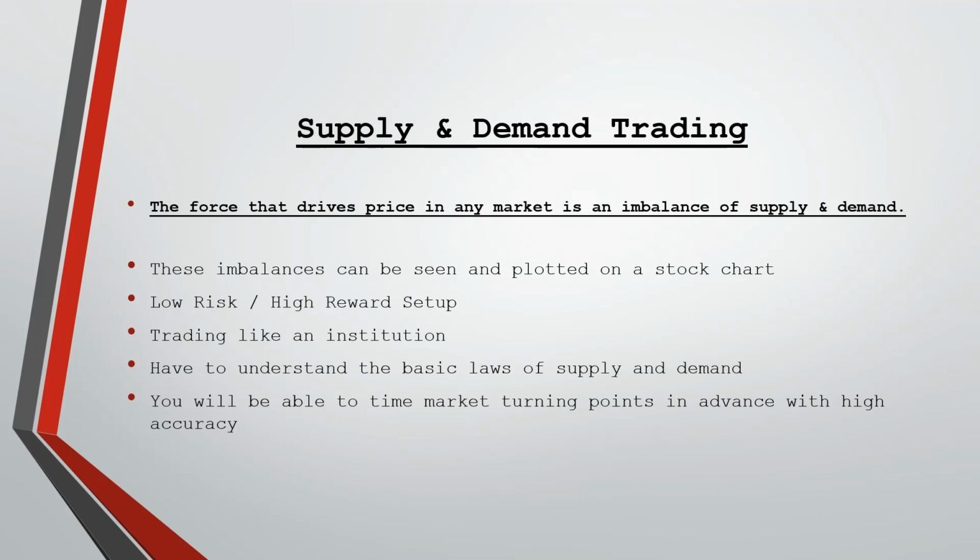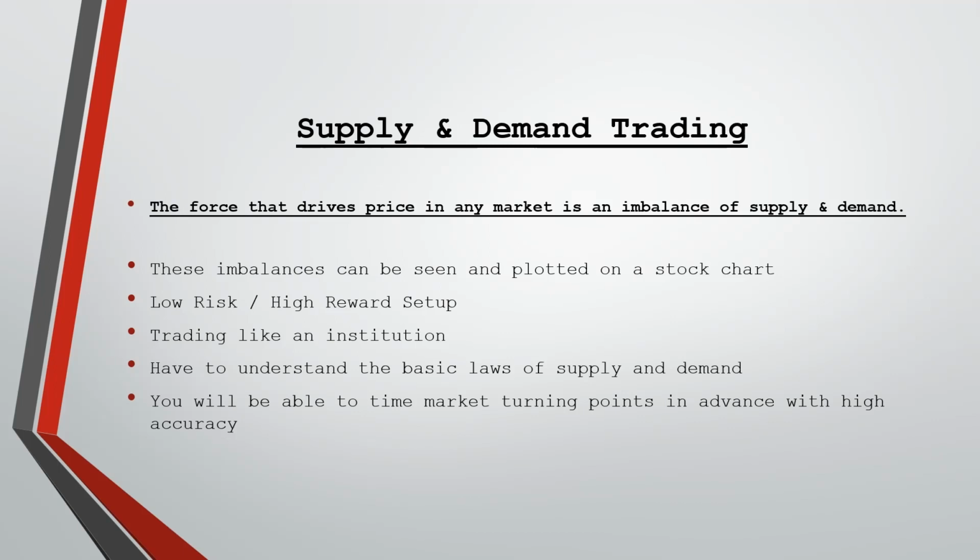So once we understand the basic laws of supply and demand, right? Economics 101, what we learned in school, what you learn anywhere that you take economics. Once we get these laws, we're going to be able to identify where supply and demand is the most out of balance, and this is where the price of a stock is going to turn. So, trading with these zones, we're going to be able to time the market turning points in advance with a high degree of accuracy. That's why I love trading with supply and demand.